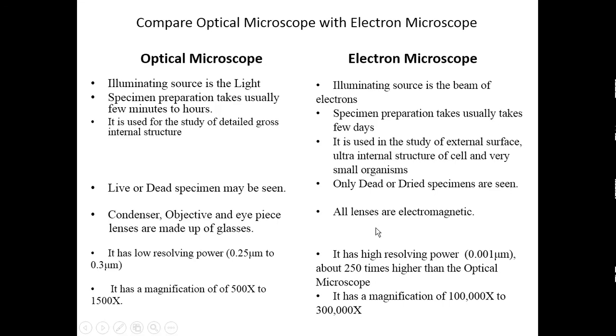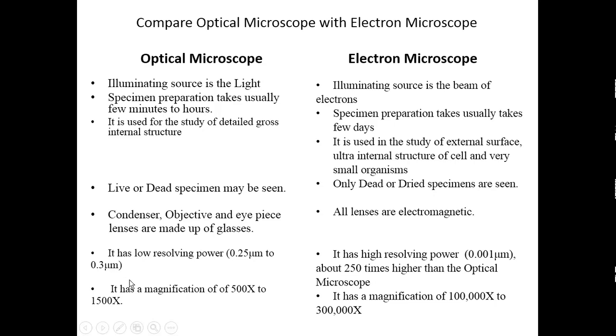Usually, the lenses used in electron microscope are electromagnetic. In most of the cases, electromagnetic microscopes. There are certain microscopes which can be used for electrostatic diffraction also. So in that case, electrostatic lenses are also used.